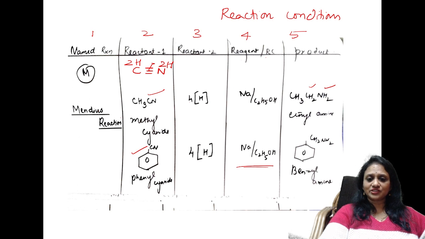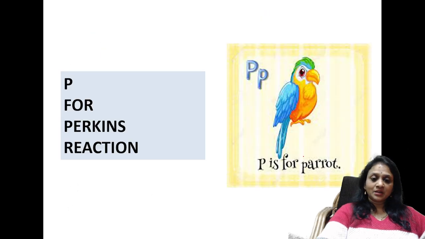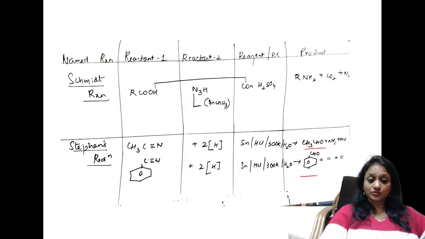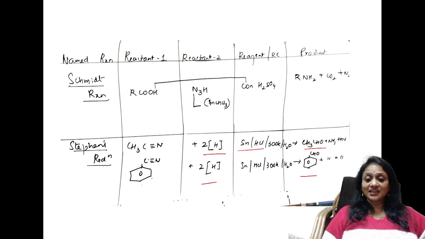I'll show you Mendius reaction. But what is the reagent here? You've taken sodium and ethanol. In Mendius reaction, you're taking sodium and ethanol and you're preparing ethylamine and benzylamine. But here, in Stephen's reduction, you're going to take the same nitriles, aliphatic and aromatic. Here, two hydrogens you're going to add, and the reagent is tin and HCl. Remember that. So when you see in the exam paper nitriles and you're seeing tin and HCl, you should prepare benzaldehyde. If you're seeing nitriles and sodium and ethanol, you have to prepare amines.